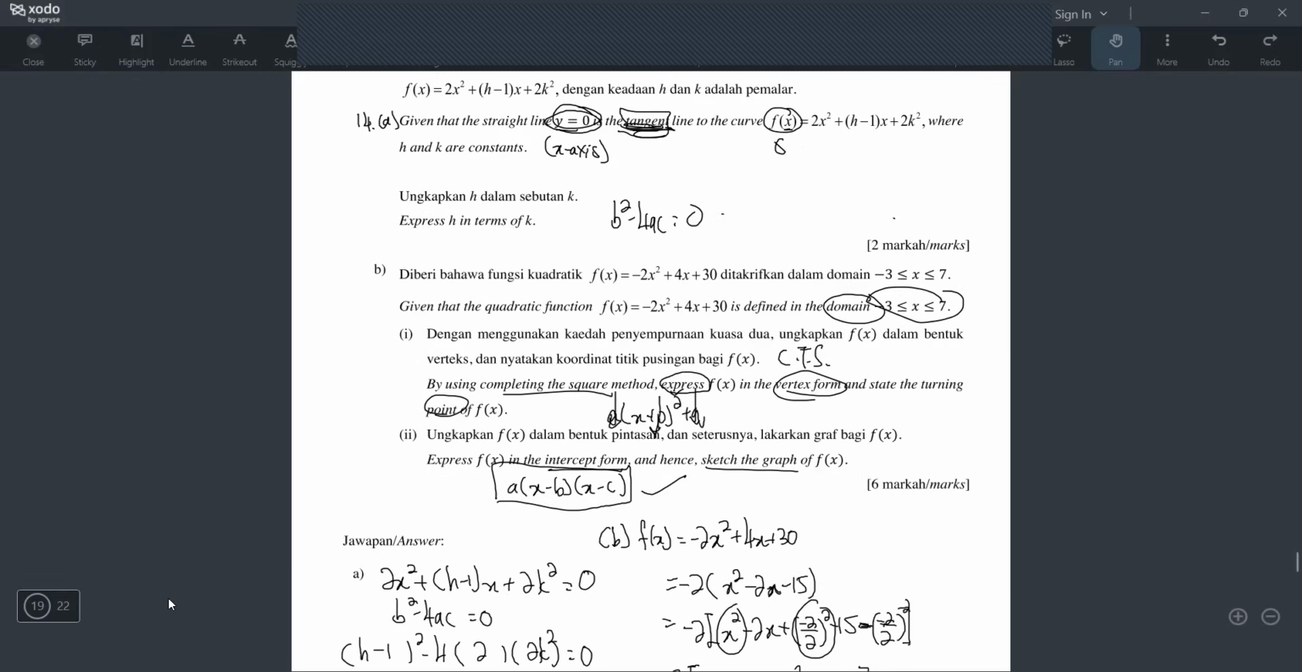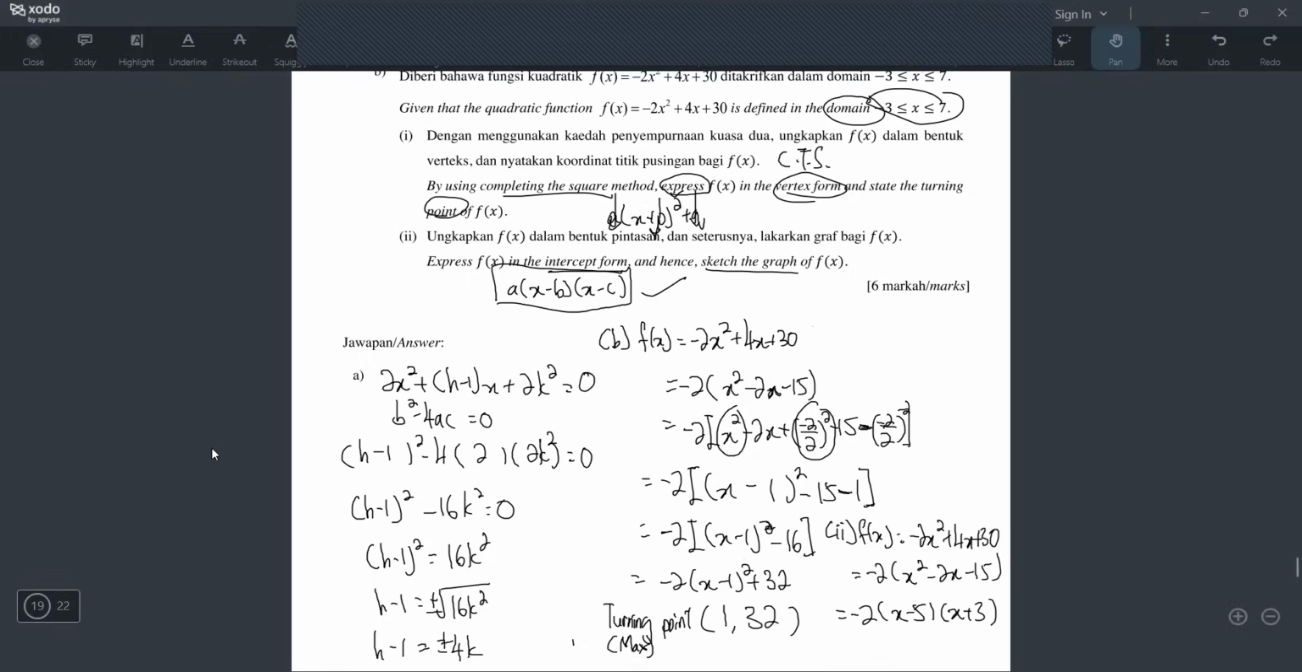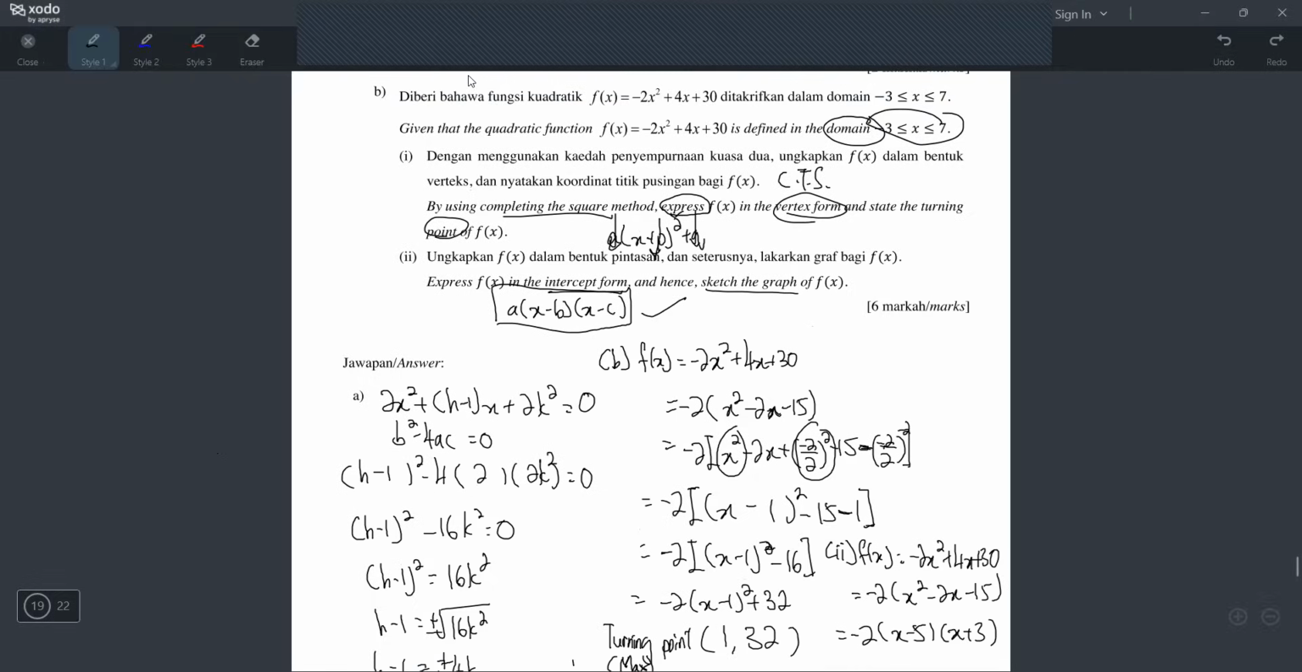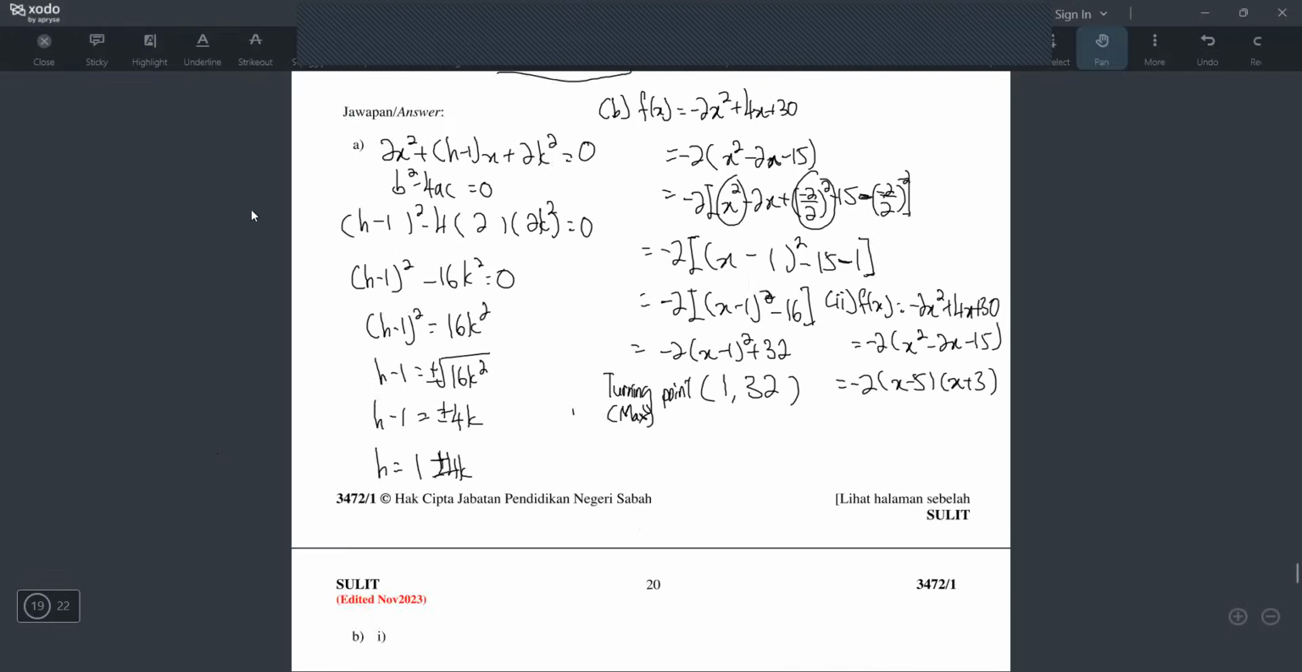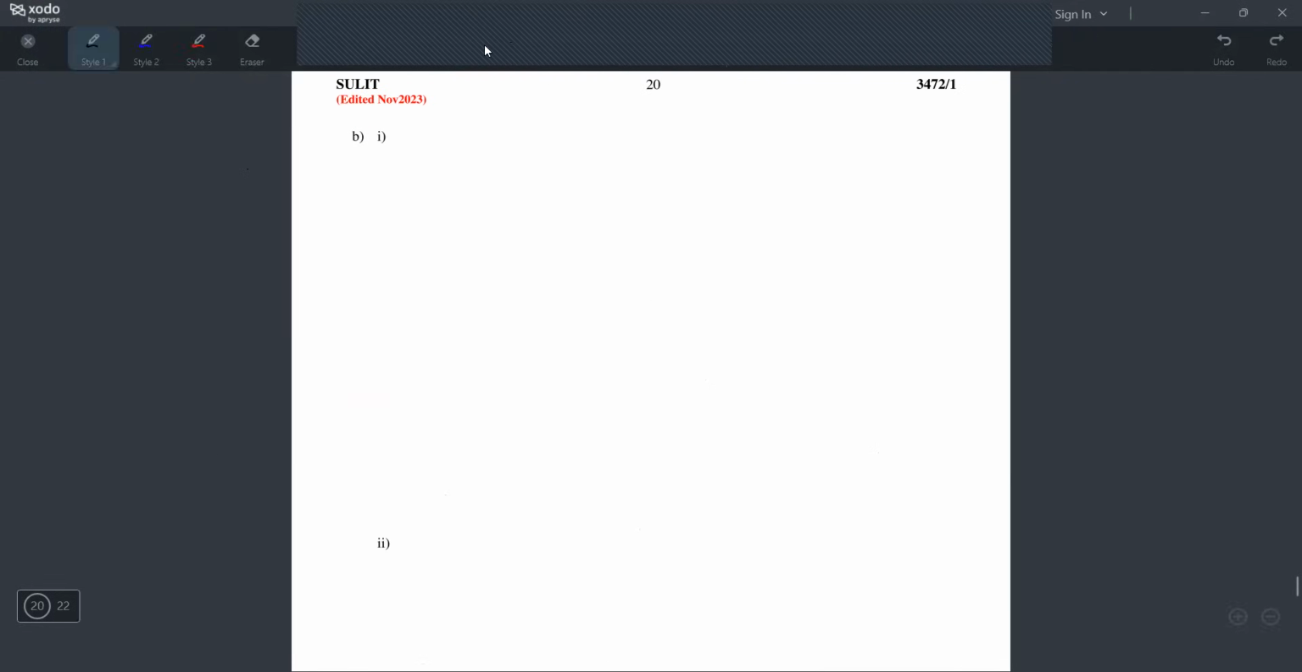So how do you sketch it? In order to sketch a graph, you have to follow some steps, right? So I'll write down the steps here. What is step number 1 if you want to sketch a graph? First, you have to find the turning point. It can be minimum, it can be maximum, depending on the question. Second step is find the important points.